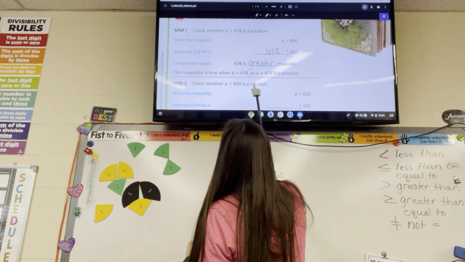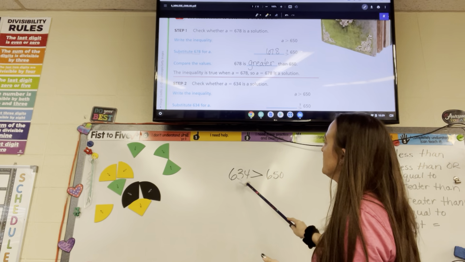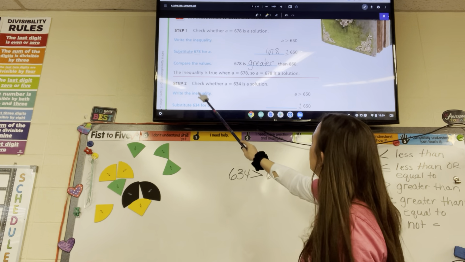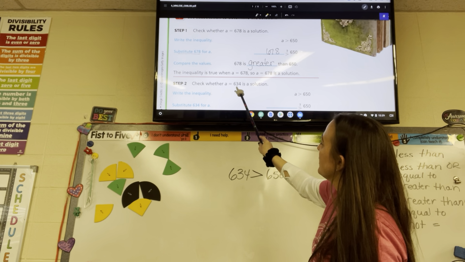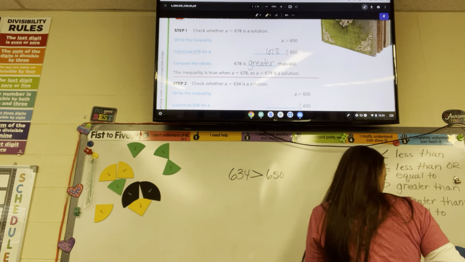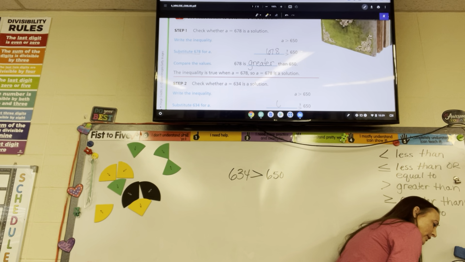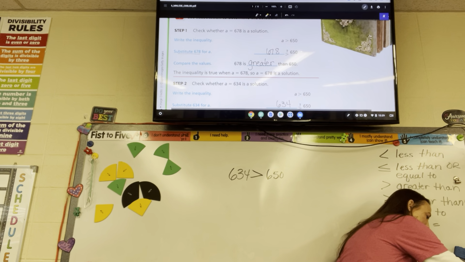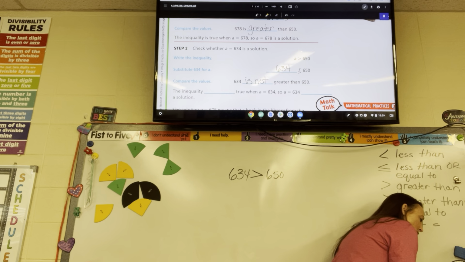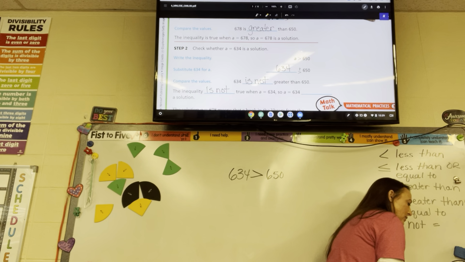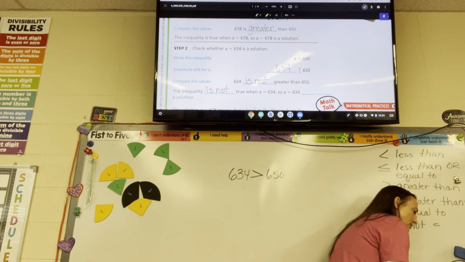Now we're going to check and see if 634 is a solution. Here's the inequality. We're going to substitute 634 for the A and then check. Is 634 greater than 650? No. 634 is not greater than 650. The inequality is not true when A equals 634. So A equals 634 is not a solution.